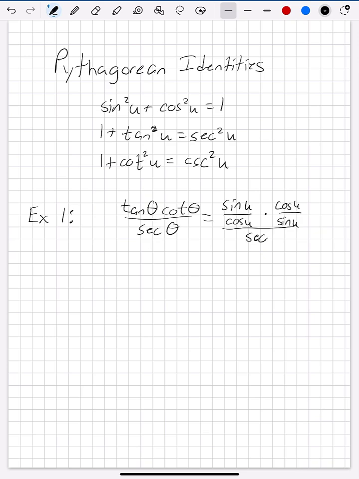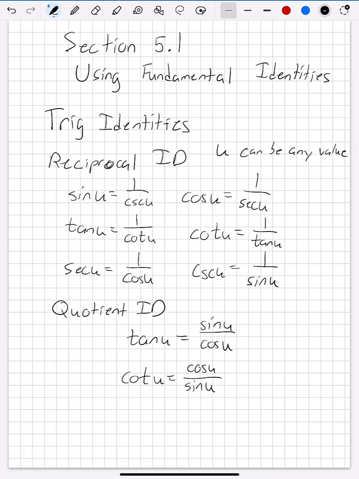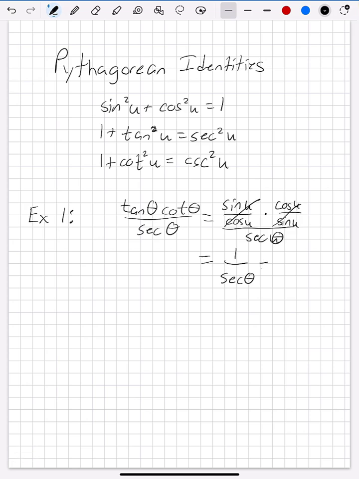Well, as we can see, we have sine of u over cosine of u times cosine of u over sine of u. Well, those just go to 1, right? So it's really 1 over the secant of theta. All right. Well, then if I go back to my reciprocal identities, 1 over secant is just equal to cosine. So that trig function simplifies to the cosine of theta.